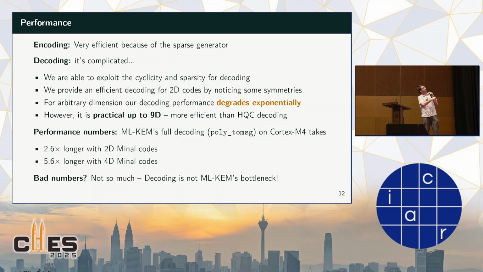The performance numbers are as follows. We consider MLChem's full decoding, which is the function poly-to-message, on Cortex M4. We have 2.6 times longer time for 2D minor codes and 5.6 times longer time than for using 4D minor codes, which is a bit crazy, right? In every section here, you see some guys talking about 2.6 or 5.6 speedups, but we have a much worse performance. But these are not really bad numbers because the coding is not MLChem's bottleneck, right? The full decapsulation takes orders of magnitude more time.